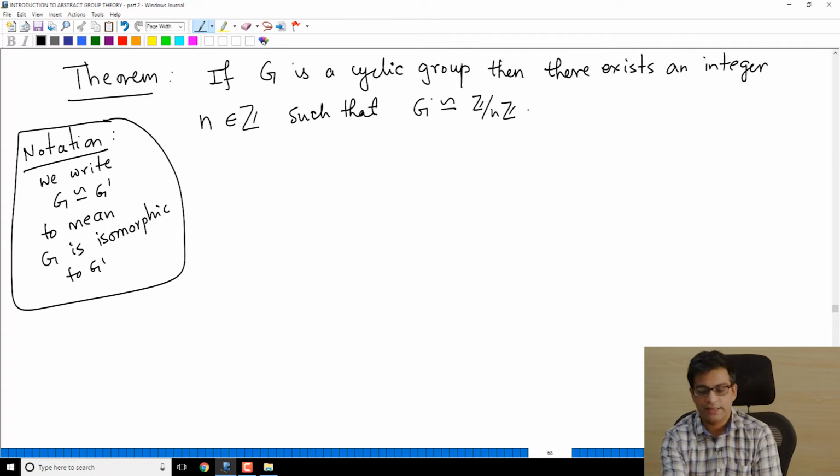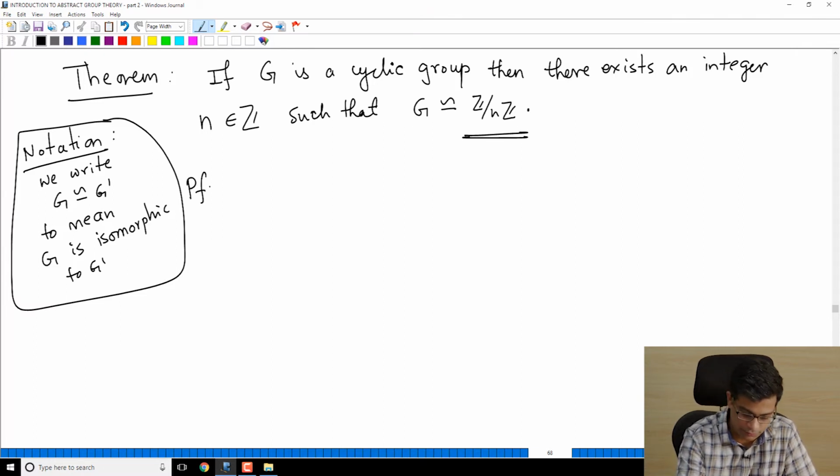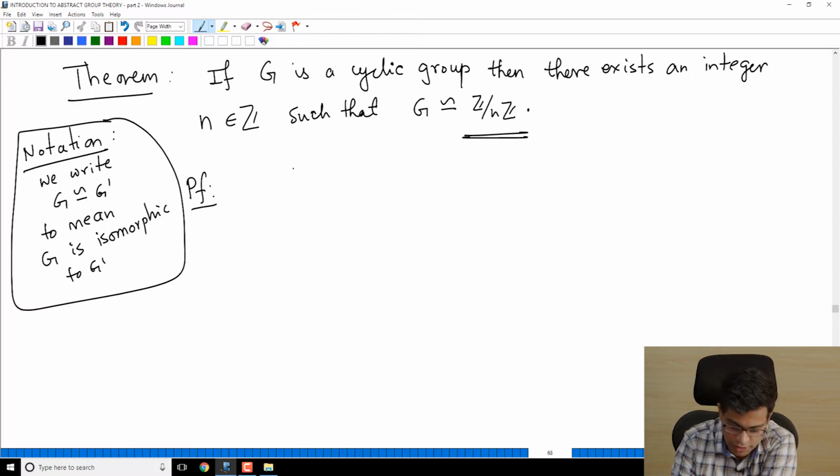So I'm saying that any cyclic group is isomorphic to this. This is to be thought of as a structural theorem for cyclic groups. Any cyclic group is of this form. So if you understand these groups, then you understand all cyclic groups, right? That's the meaning. So what is the proof? The proof is an immediate application of the first isomorphism theorem. So let's proceed this way.